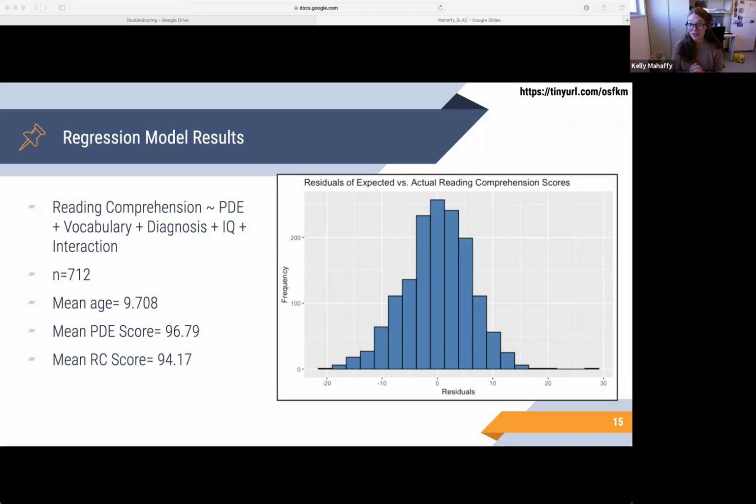So we had 712 children classified as SRCD in this model. The mean age is slightly lower at 9.7. Our mean phonemic decoding efficiency score is slightly lower than our sight word efficiency score was. And our reading comprehension score is almost 10 full points higher than our reading comprehension score was in the old classification model.